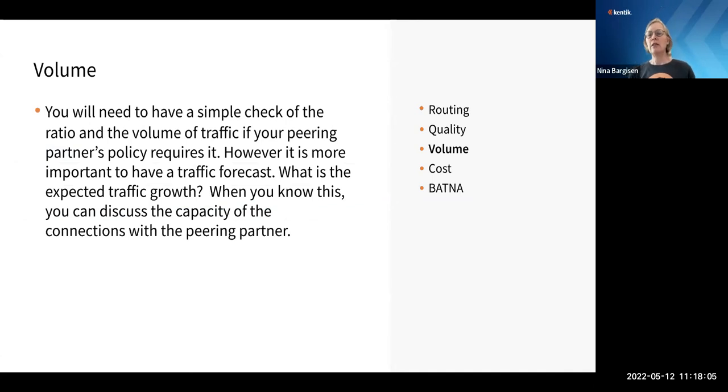The next thing to check is the volume, because you want to understand how the traffic is growing. You want to make sure that you meet the requirement in the peering policy to a volume, if there is a volume requirement. So how can we do that? And also, of course, to make sure that you have the right capacity on the connections to your peer.